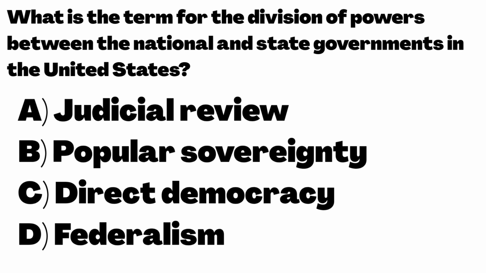What is a term for the division of powers between the national and state governments in the United States? A. Judicial review. B. Popular sovereignty. C. Direct democracy. D. Federalism.